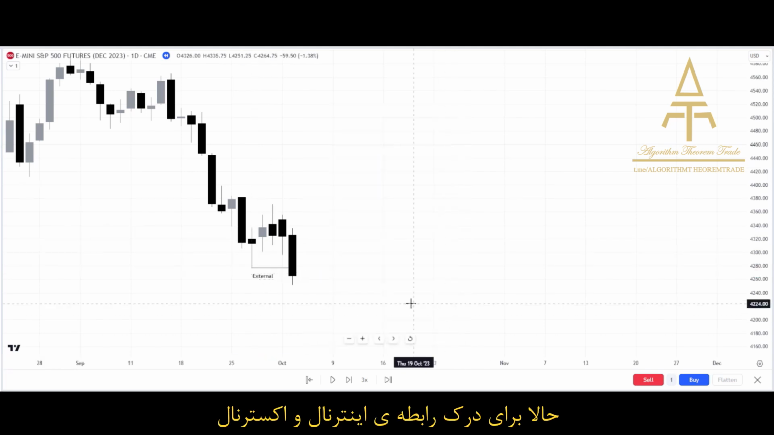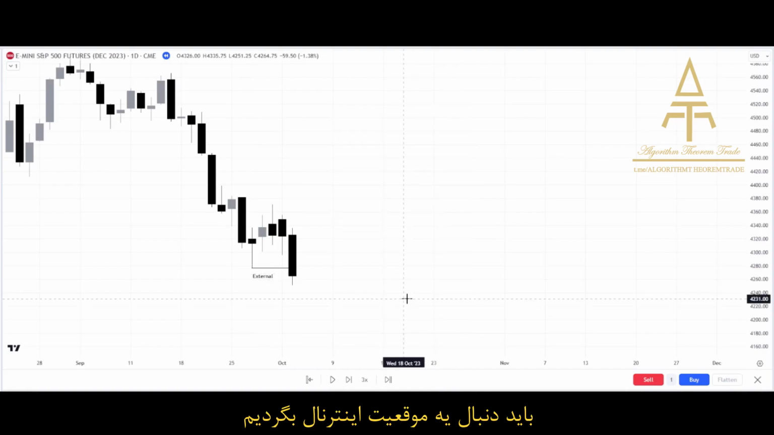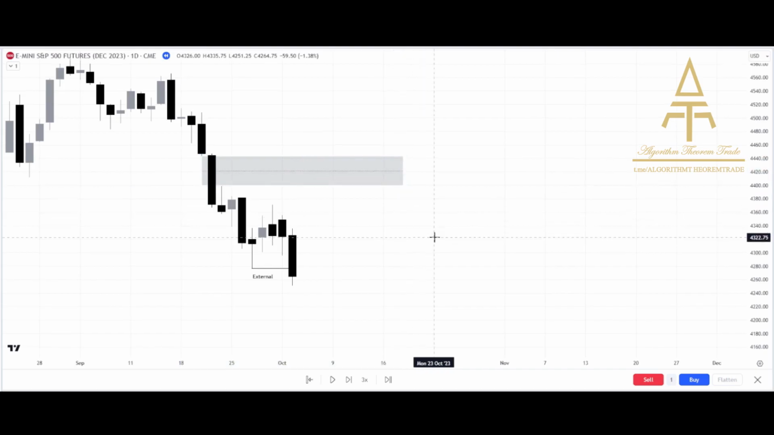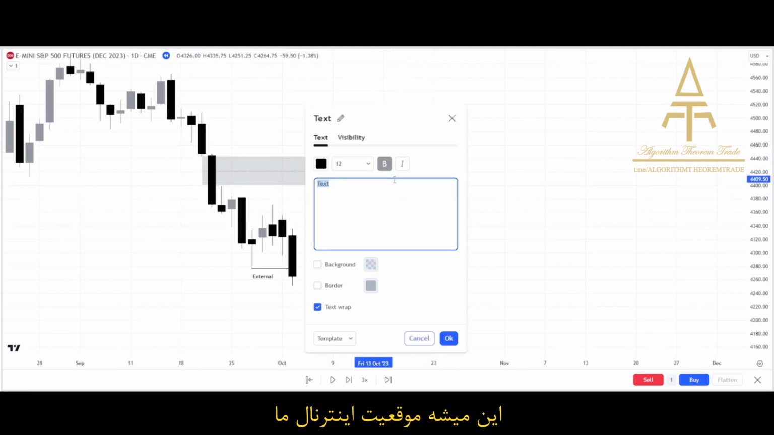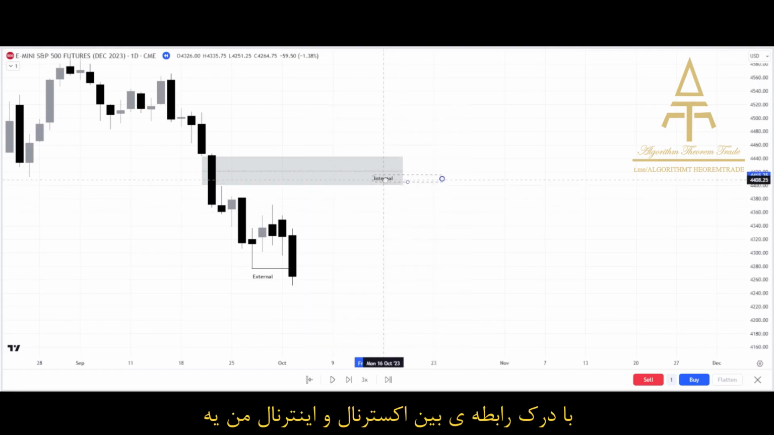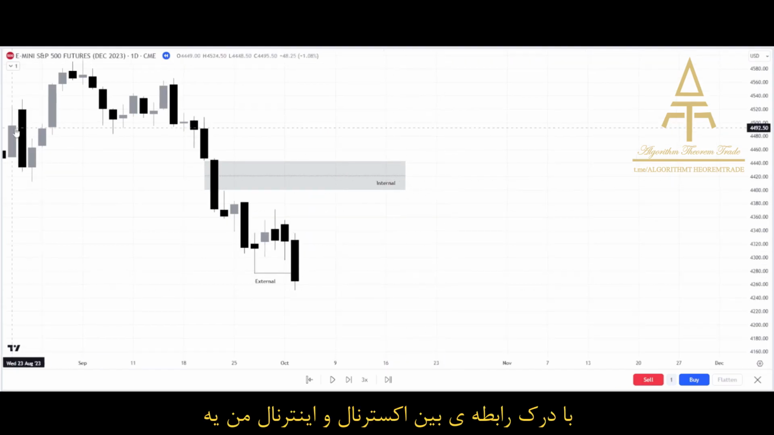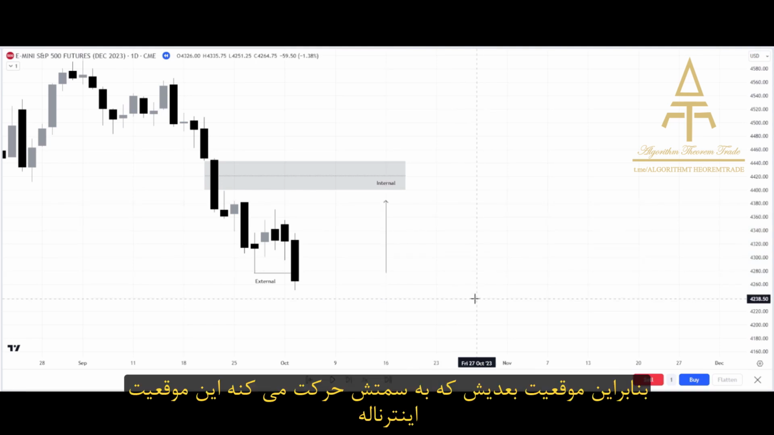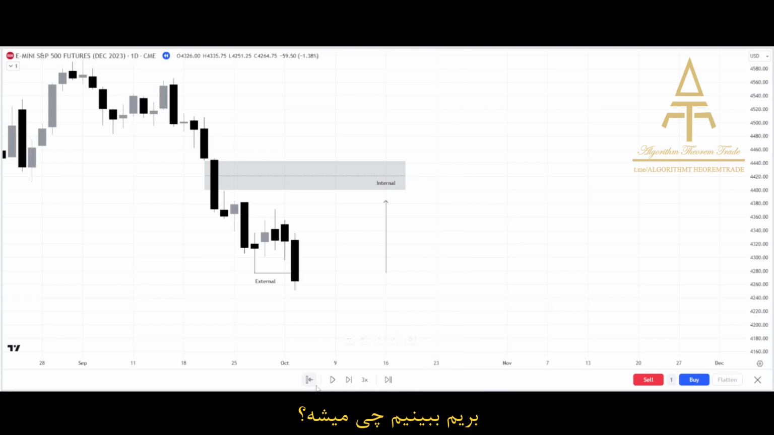Now, understanding the relationship between internal and external, we need to look for an internal location. As you can see here, there is a bearish FVG that has yet to be tested. This would be your internal location. Understanding the relationship between internal and external, I would have a bullish bias thinking that price is currently located at an external location, therefore the next location it would move to is internal. Let's see what happens.